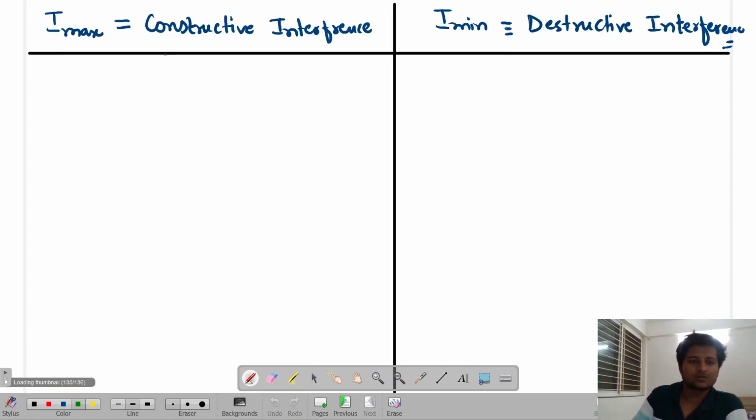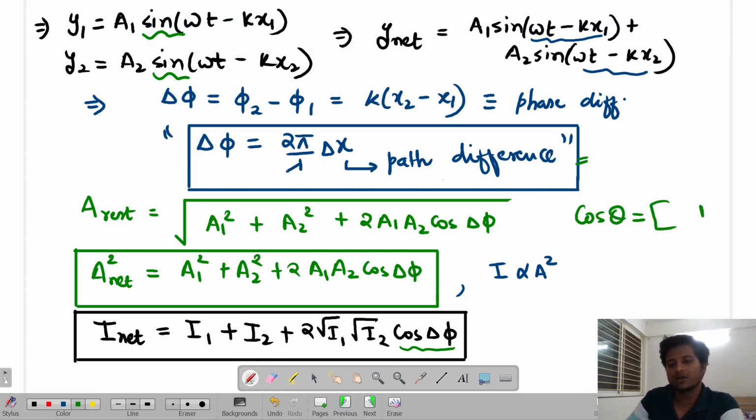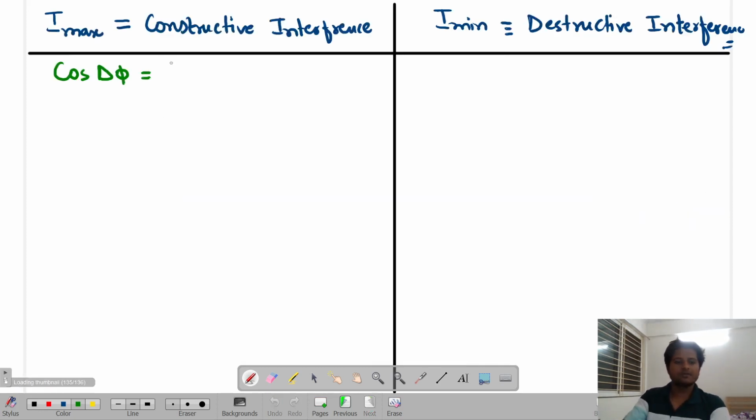So let's suppose I have a constructive interference, then we know that we can change cos delta phi. To get the maximum value, you know that any cos theta has a maximum value of 1 and a minimum value of -1, isn't it? So if I can put cos delta phi as 1, I'll get the maximum interference.